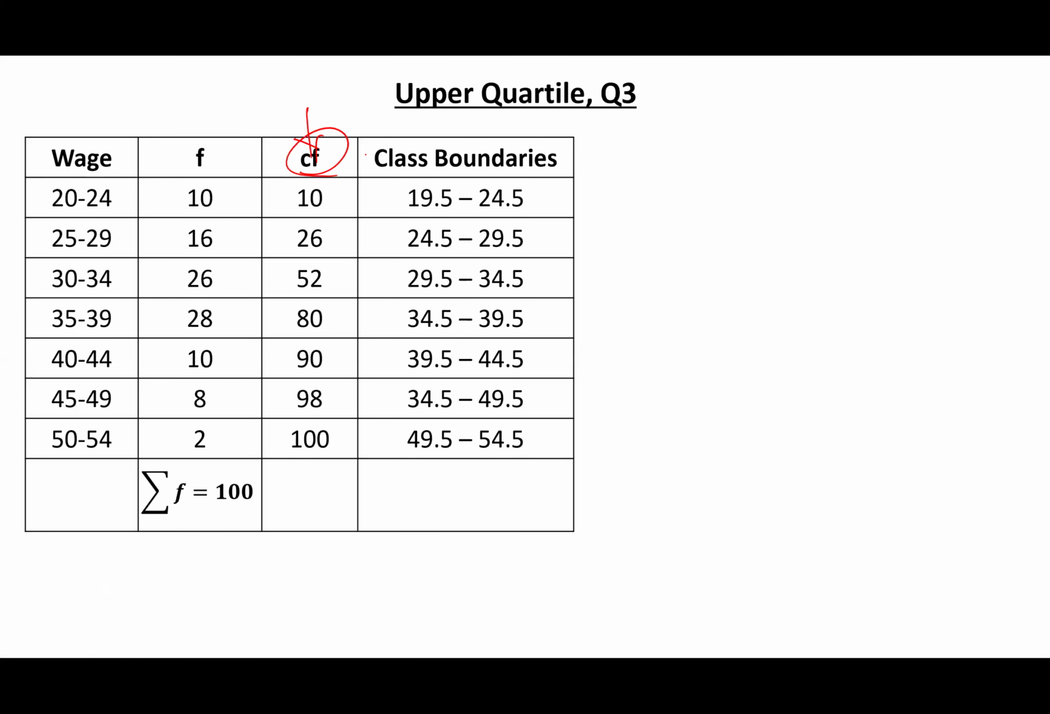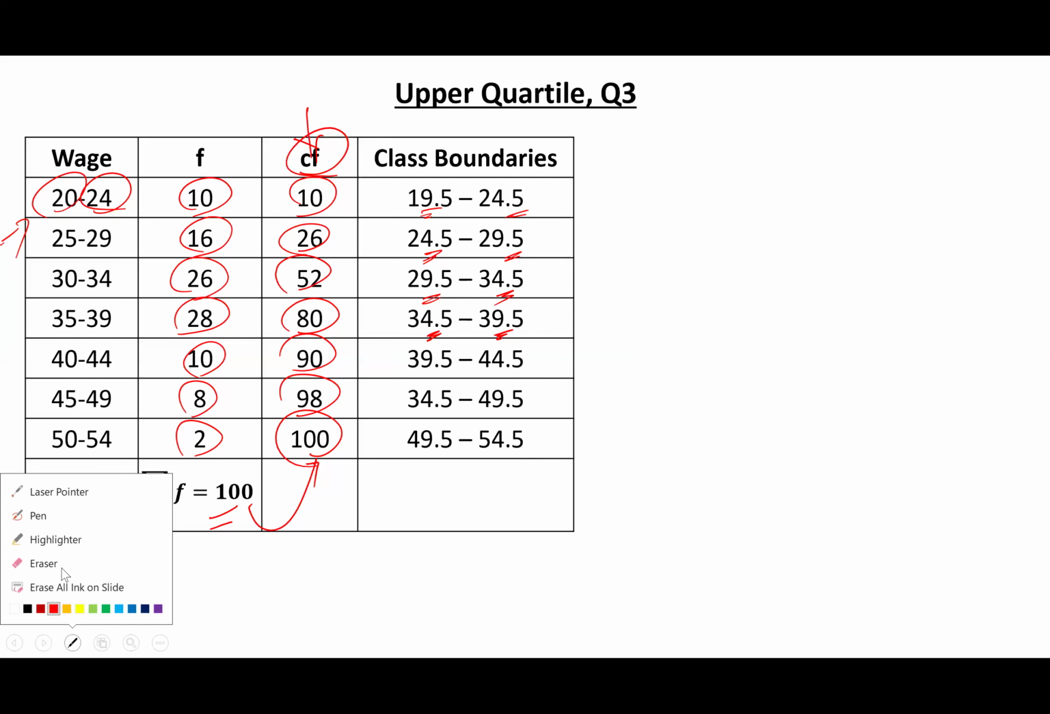You know that this is the cumulative frequency, which is obtained by adding the successive frequencies: 10, 10 plus 16 is 26, 26 plus 26 is 52, 52 plus 28 is 80, 80 plus 10 is 90, 90 plus 8 is 98, 98 and 2 is 100, which is equal to the total frequency. Then the class boundaries: we subtract 0.5 from the lower class limit and add 0.5 to the upper class limit. So 20 to 24 becomes 19.5 to 24.5, then 24.5 to 29.5, 29.5 to 34.5, 34.5 to 39.5, like that.